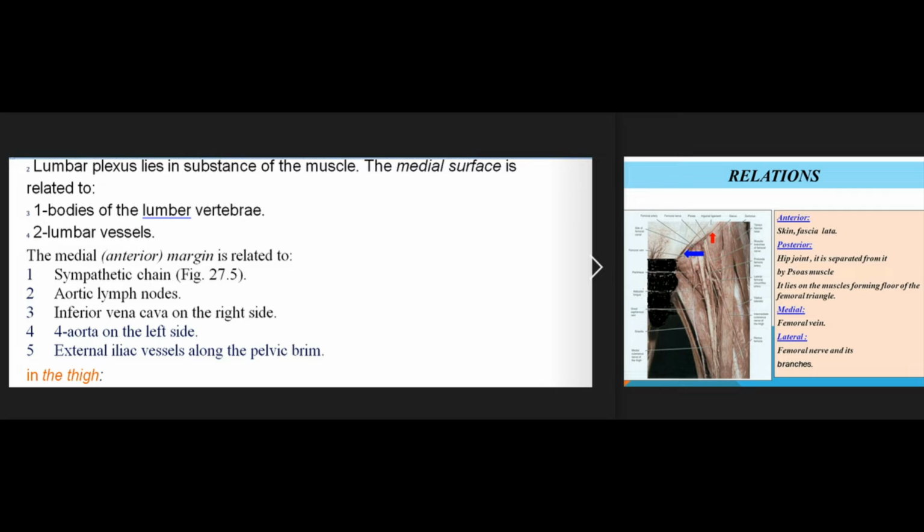The medial, anterior margin is related to: 1. Sympathetic chain. 2. Aortic lymph nodes. 3. Inferior vena cava on the right side. 4. Aorta on the left side. 5. External iliac vessels along the pelvic brim.